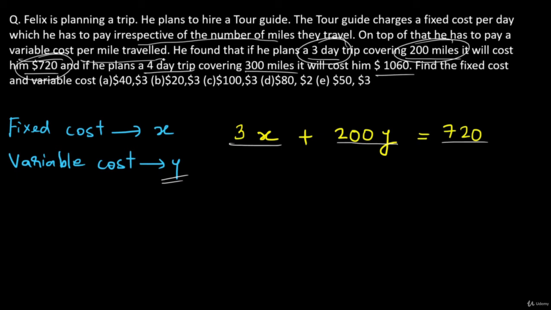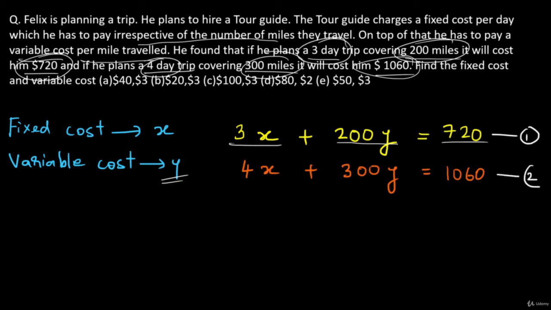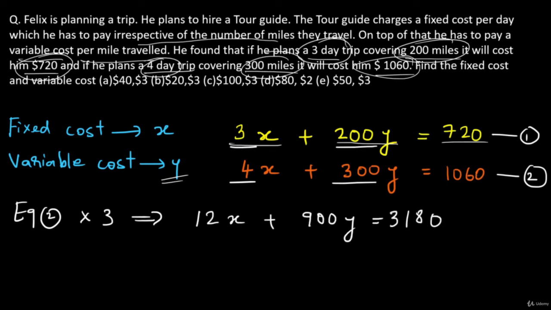Alright, now if he is planning a 4-day trip and covering 300 miles, it costs him $1,060. So 4x plus 300y is equal to 1060. Alright, let this be equation 1 and this is equation 2. Now observe the coefficients. Now remember we need to make the coefficient of x or y equal for both the equations to cancel it out. Now let's multiply equation 2 with 3 throughout. So 4 into 3 is 12, 300 into 3 is 900, and 1060 into 3 is 3180. So the equation becomes 12x plus 900y is equal to 3180.